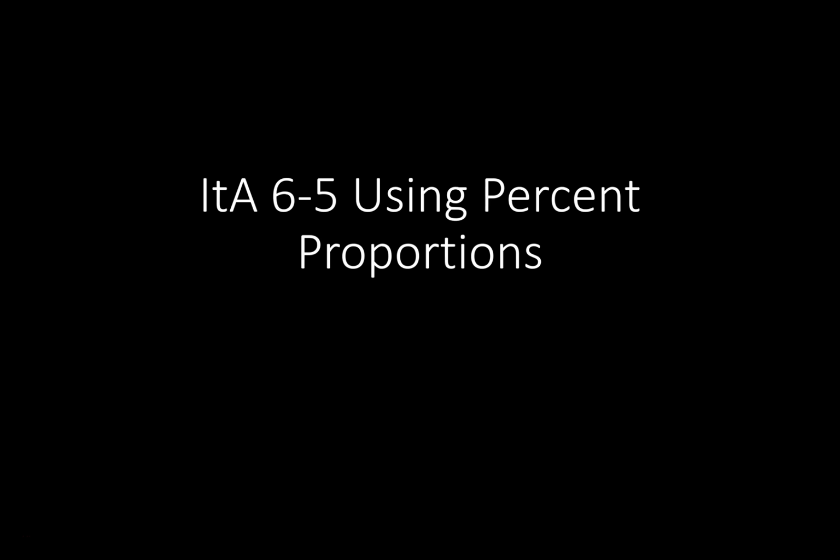All right, 6.5, using percent proportions. This is very similar to yesterday, but the biggest thing you need to know is it's still going to be using cross multiplication, still setting up something with 100% compared to 100%. But now when it says percent proportion, it means take these steps.